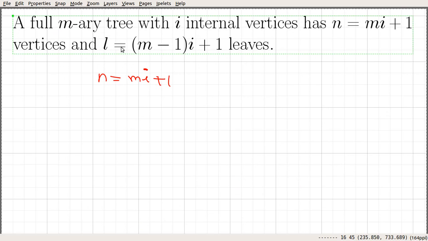So let's go and prove the second part. Again we are going to use this identity: n is equal to the total number of internal vertices plus the total number of leaves. From this we can see that the total number of leaves is equal to n minus i. We know n is equal to mi plus 1. Substituting that here, we get mi plus 1 minus i.